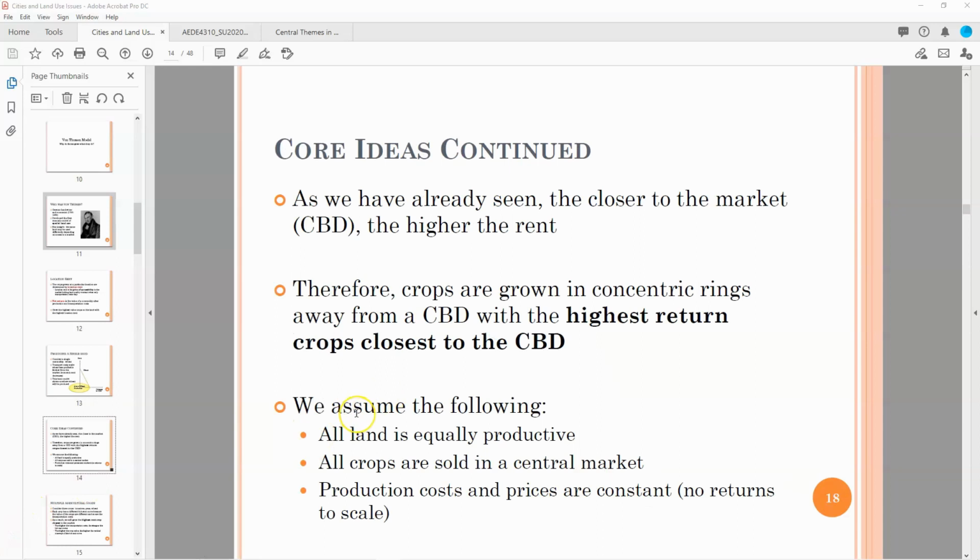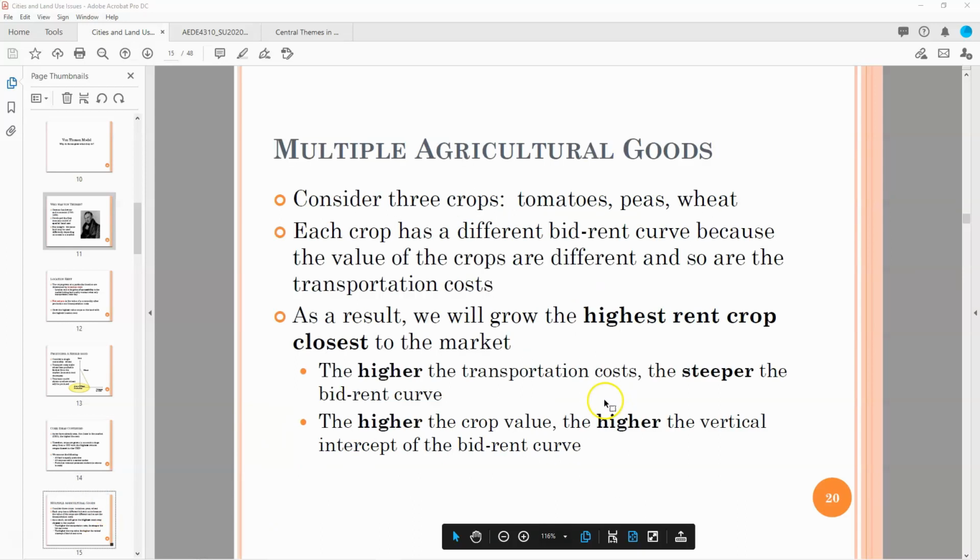Then we have several assumptions. Assume all land is equally productive and all crops are sold in a central market. Production costs and prices are constant for the product, and that means there are no returns to scale. Then we consider 3 products: tomatoes, peas, and wheat. Each crop has a different bid rent curve because the values of the crops are different, and so are the transportation costs. As a result of this theory, we will grow the high rent crop closest to the market.